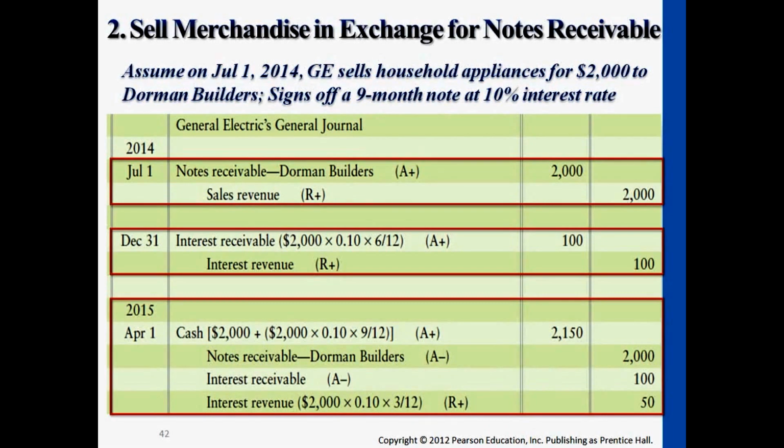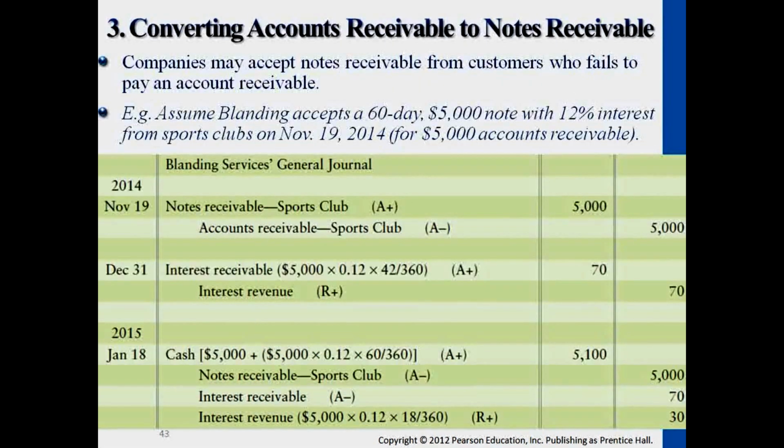So we talked about loaning out money. We talked about making sales by signing off notes. Another case here, we may also convert accounts receivable to notes. So remember earlier, on Monday, we talked about uncollectibles. And today in the beginning, we also talked about uncollectibles. So another case here, customers may negotiate with us to transfer their accounts receivables into notes receivables.